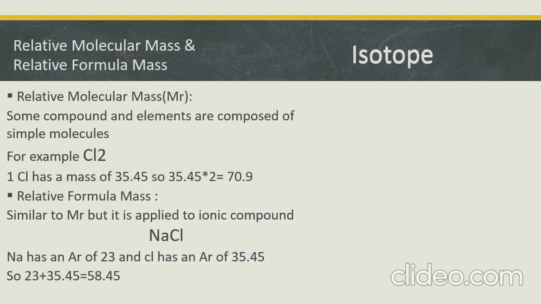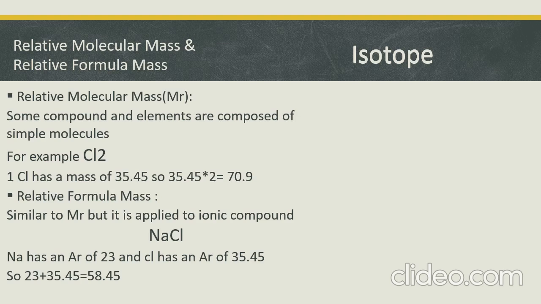Now, relative molecular mass and relative formula mass. The relative molecular mass is used when a compound or element is composed of simple molecules. For example, Cl2. One Cl has a mass of 35.45, so 35.45 times 2 is 70.9. So the relative molecular mass of Cl2 is 70.9.